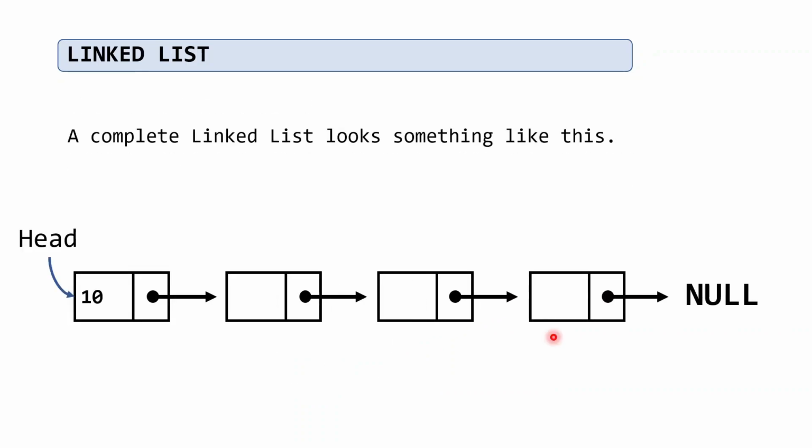A complete linked list looks something like this, in which first of all we have a head pointer which points to the first node of the list. Then the first node contains a pointer which points to the next node. Similarly, in the next node we have data and the pointer to the third node. And for the last node, the next pointer is null. When we reach a next pointer that is null, that is the last node of the list.